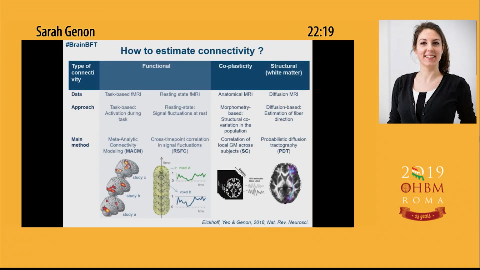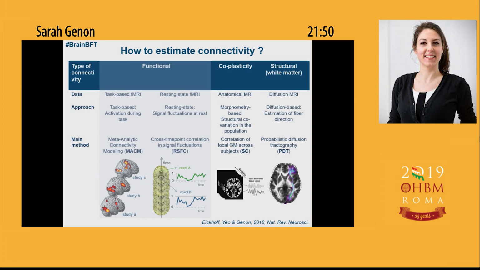But there are many different types of connectivity measures that can be used, especially with the new development in the field. But the most frequently used approaches are the ones illustrated here. On the extreme right side, we have structural connectivity, which is estimated from diffusion MRI, so anatomical connectivity, probing white matter tracks.